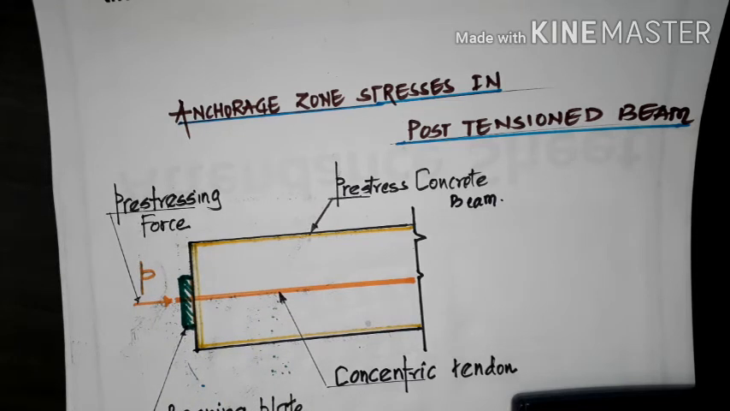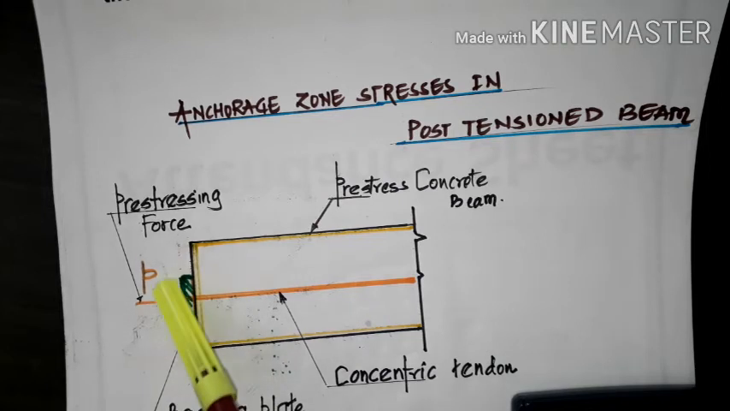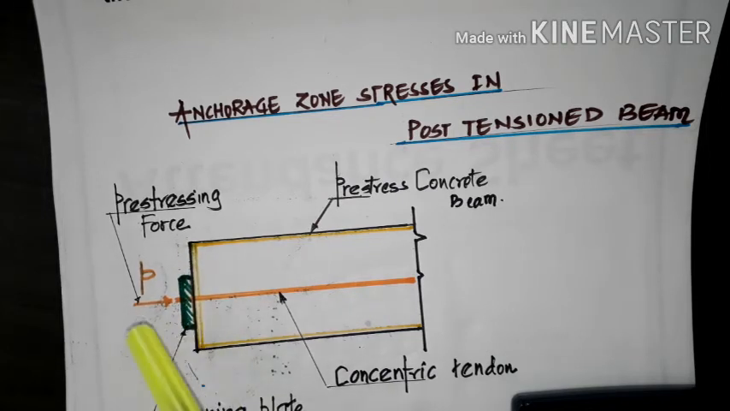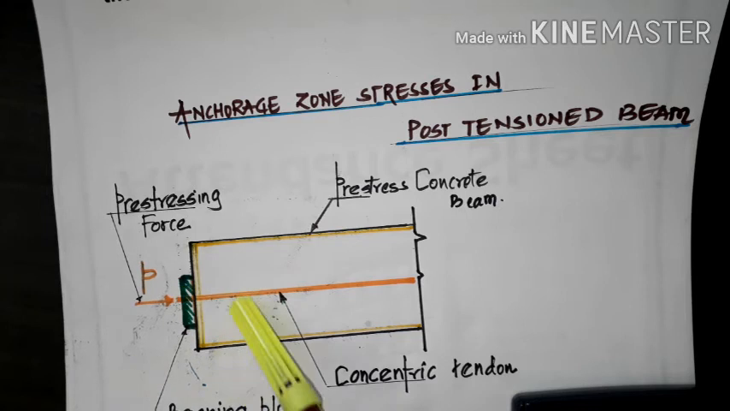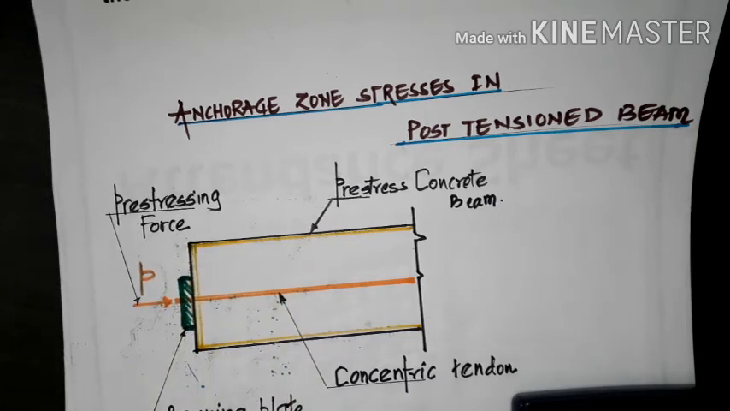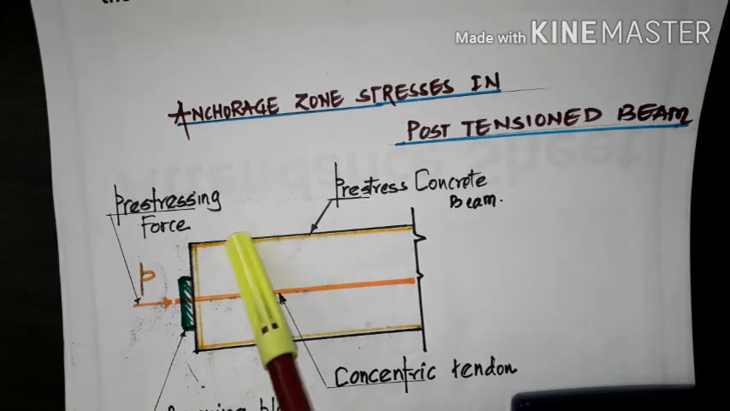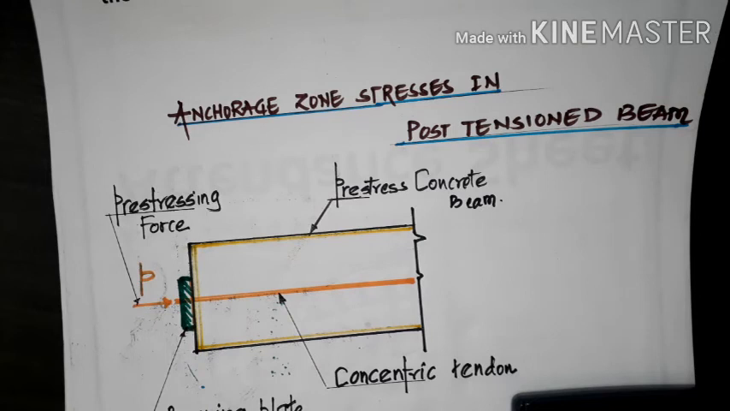Then what will happen? As a result, when the cable is anchored, large forces are concentrated over a small area and applied to the end block. Whatever stresses are transferred, we have to do special treatment for that.